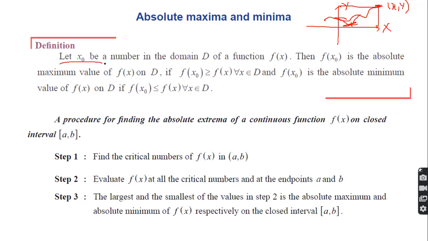Let x naught be a number in the domain D of the function f of x, and f of x naught is the absolute maximum value of f of x on D. What is called the absolute maximum value? Absolute means mod value, taking only the positive value, that is called absolute value. D means domain. You know in set theory, domain and range are there. Domain is x, and then range is f of x.